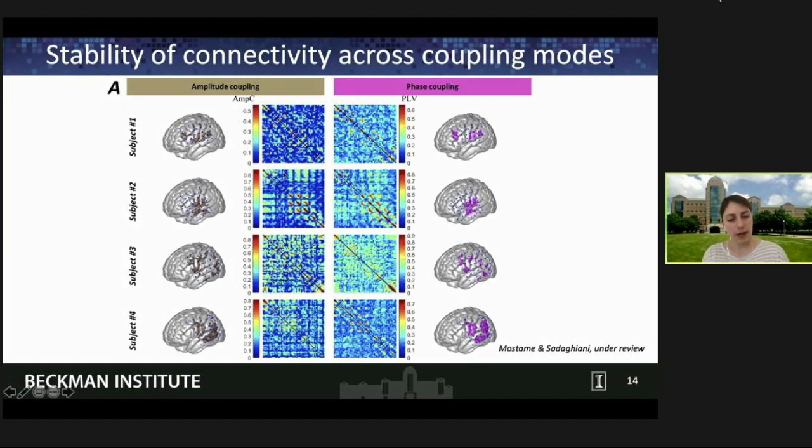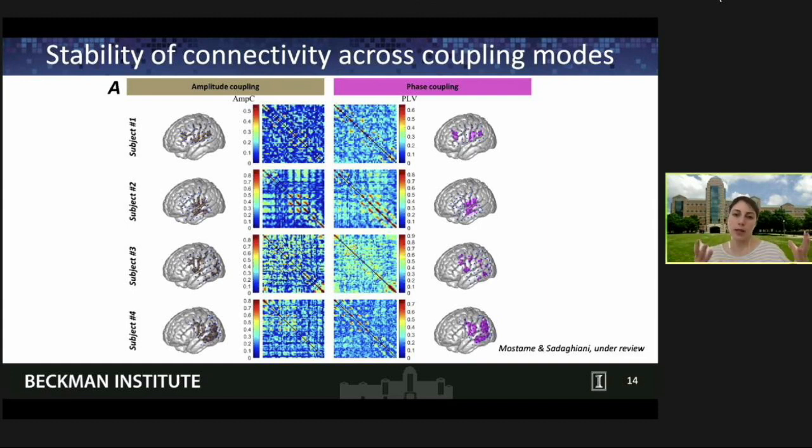And to the left, I'm showing functional connectivity during that motor task. This is finger movements for amplitude coupling. And to the right, I'm showing the connectivity matrices for phase coupling. Now, remember that we don't have whole brain coverage, so the electrodes are shown in black dots here on the brains. So these matrices cannot be directly compared across subjects. Each one of them has their individual electrode coverage.